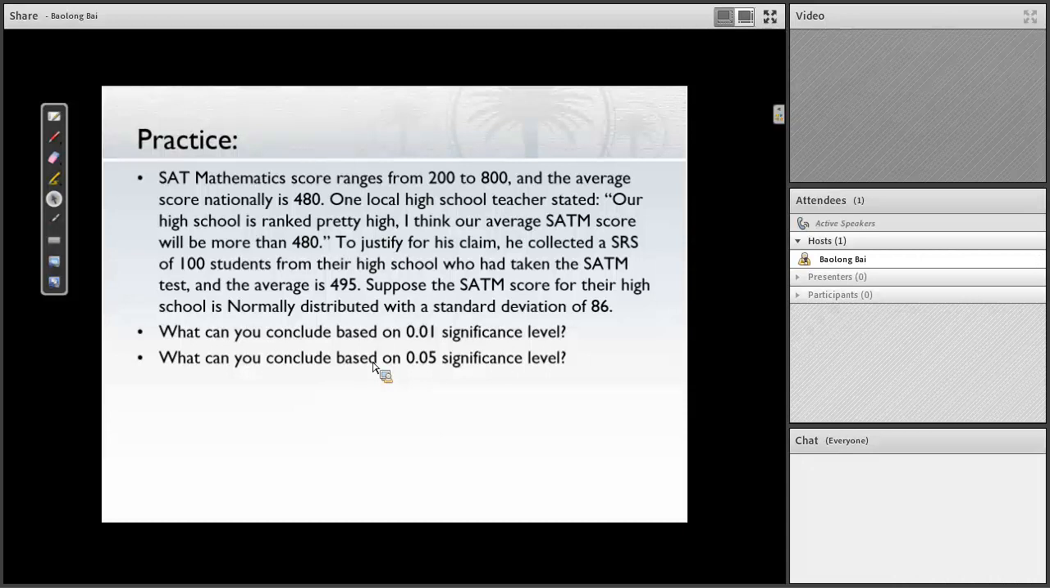So that should be an alternative hypothesis since it's stating something different. And to justify his claim, he collected a simple random sample of 100 students from their high school who had taken the test, and the average score is 495. And suppose the SAT math score for their high school is normally distributed with a standard deviation of 86. Okay? So when you look at the question, we are trying to assess this claim.